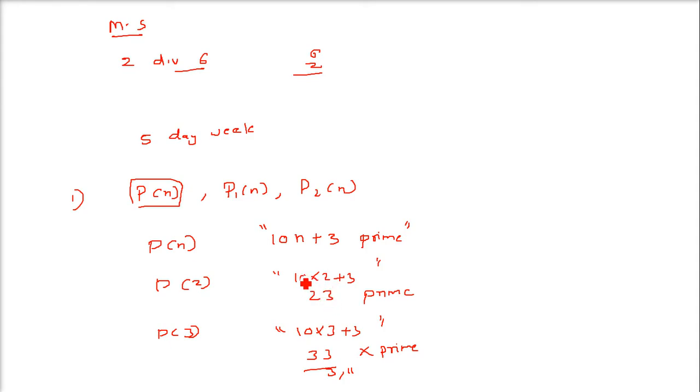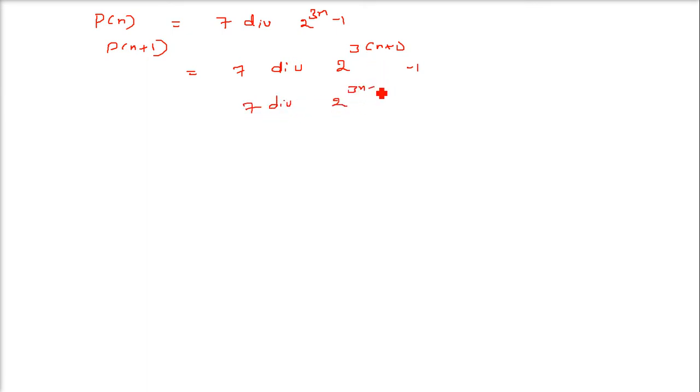Now let us take one more example before I give you the Pn and Pn plus 1 stuff. If you want to write Pn and Pn plus 1: Pn is given by, say, 7 divides 2 to the power 3n minus 1. Now this is a statement. Now Pn plus 1 will be 7 divides 2 to the power 3, here you put n plus 1. So 7 divides 2 to the power 3n plus 3 minus 1. So this is Pn plus 1. So we'll take an example of this Pn plus 1.